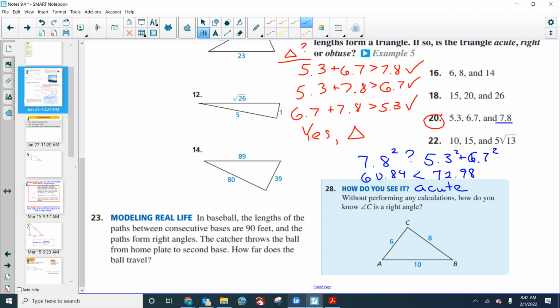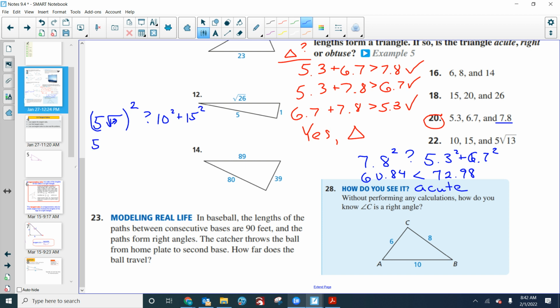Then what would you put here as the c squared side: 10, 15, or the 5 radical 13? 5 radical 13. So is 5 radical 13 squared greater than, less than, or equal to 10 squared plus 15 squared? Well, what is 5 radical 13 squared? I'll give you a hint. It's a whole number. 325. Yeah, and without a calculator, this is going to help us later.